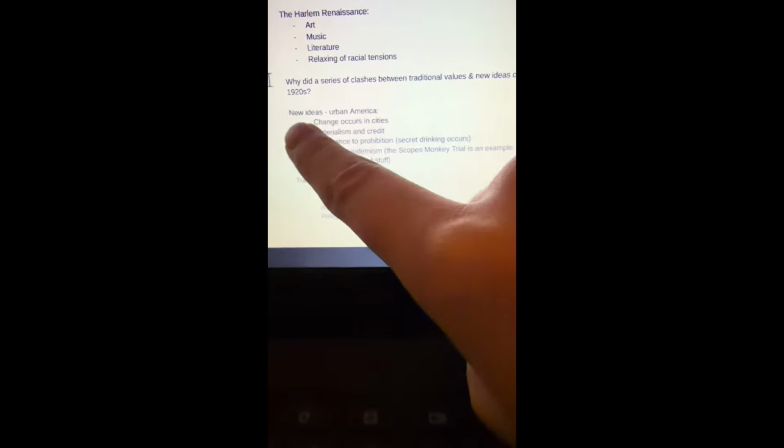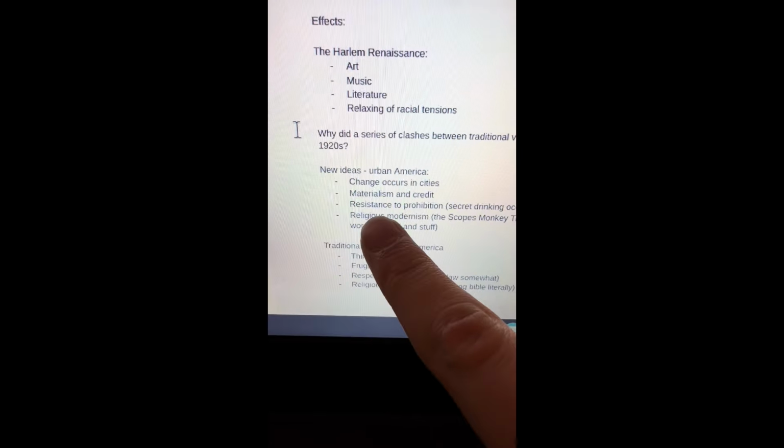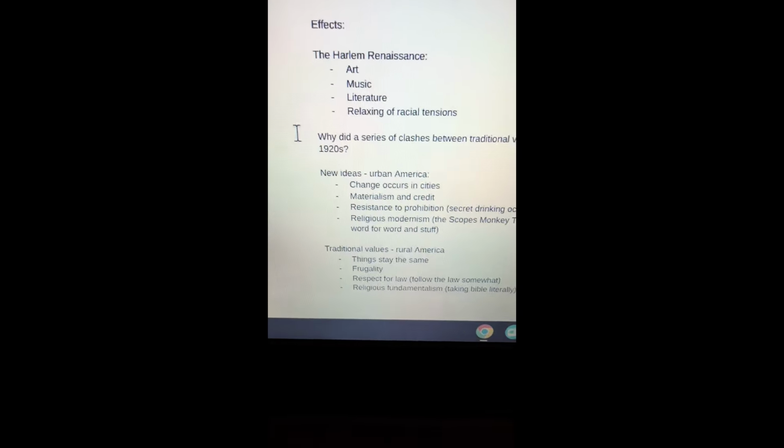Why did a series of clashes between traditional values and new ideas create a culture war in the 1920s? New ideas. Urban America. In urban America, change occurs in cities, materialism and credit, so people aren't resistant to debt, and materialism occurs because people have more money, so they're able to spend it on things that are not necessities.